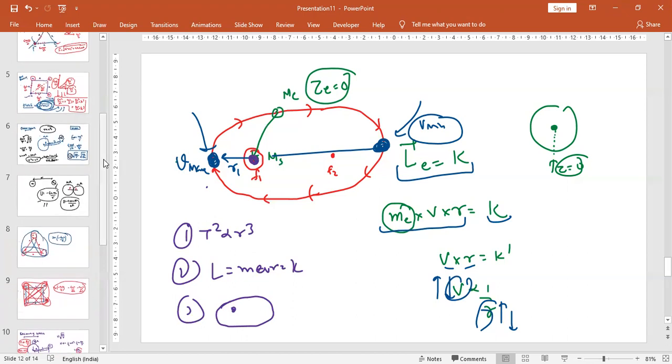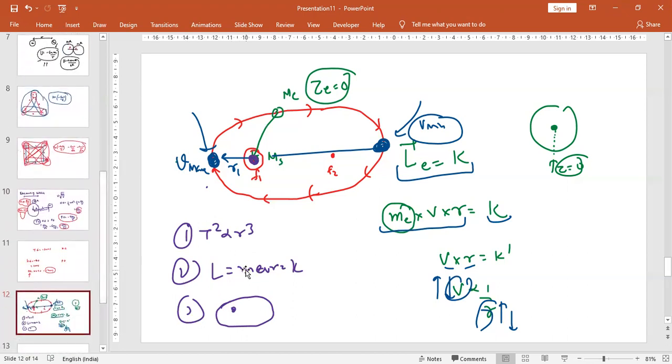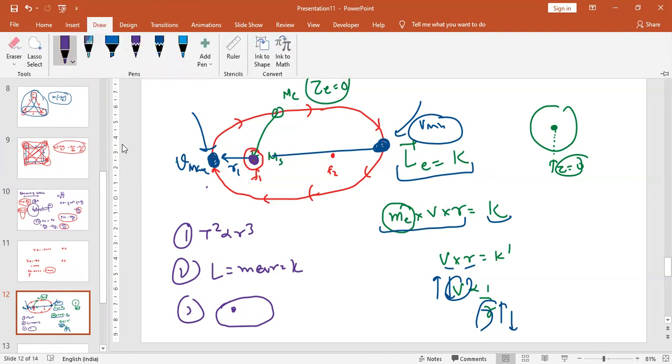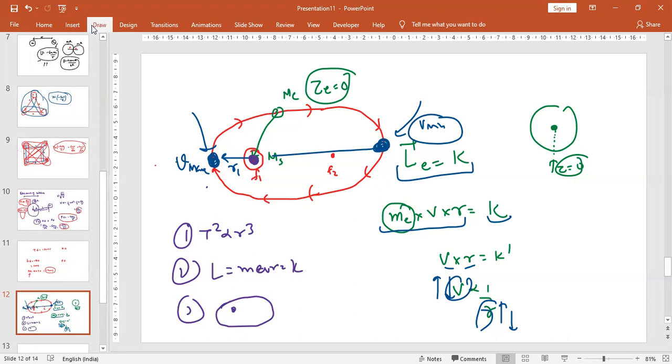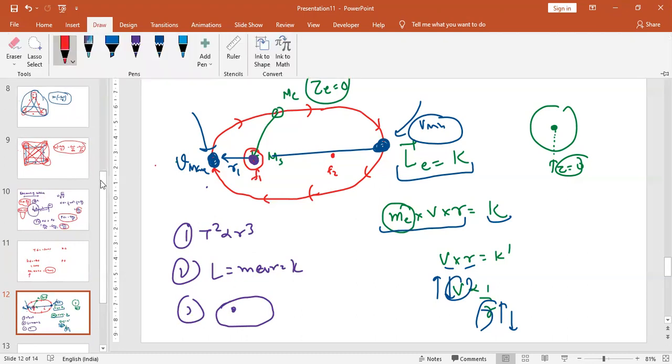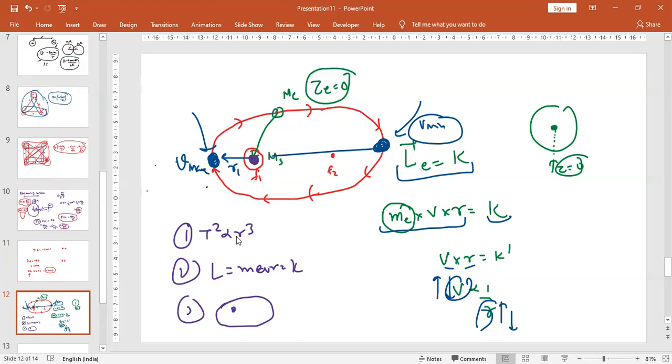Sir, what equation have you written in number 2? The same equation, L equal to constant. Angular momentum is a constant. Clear, sir.